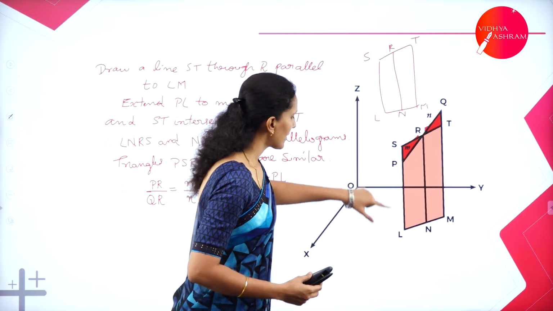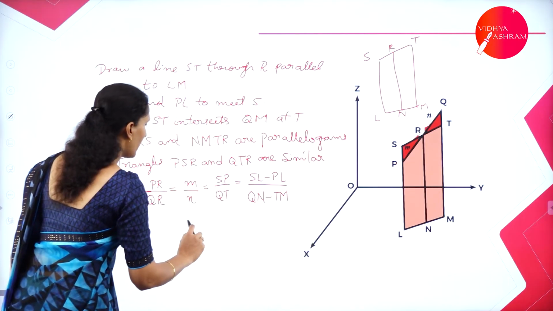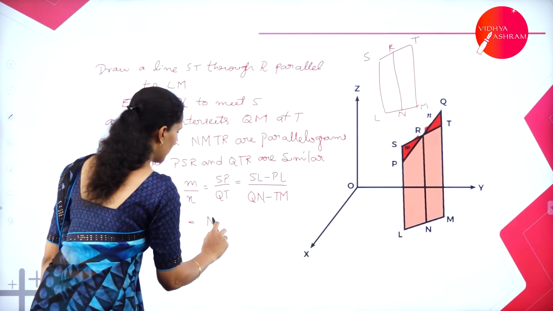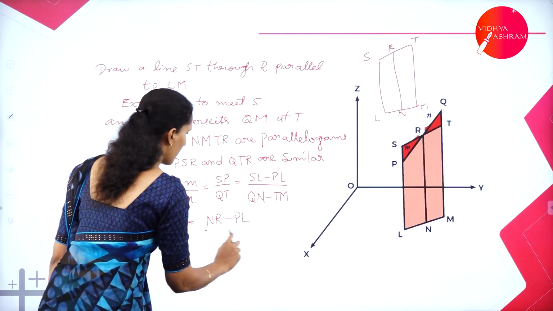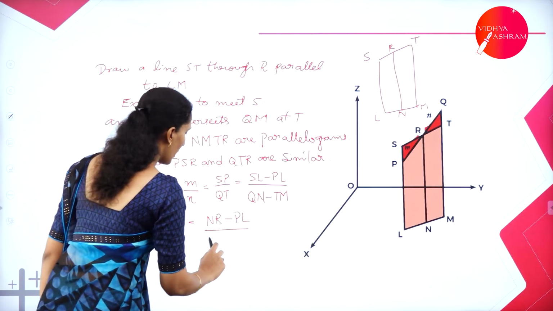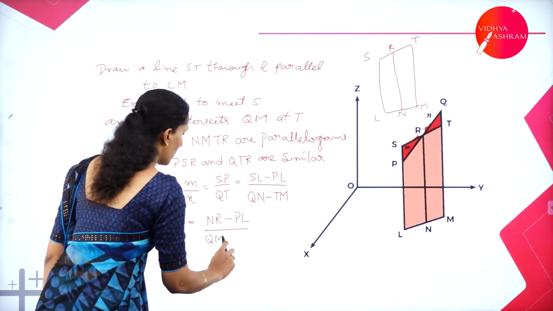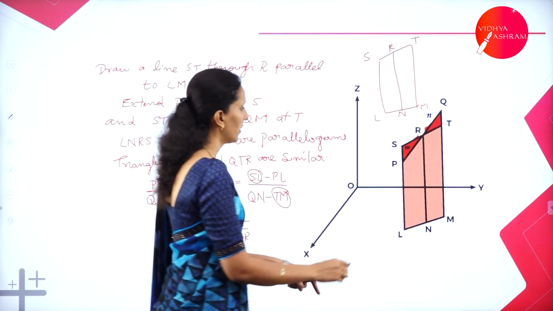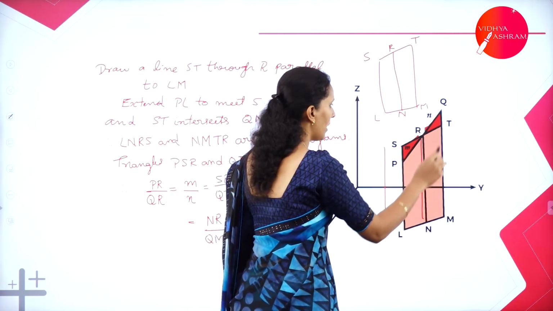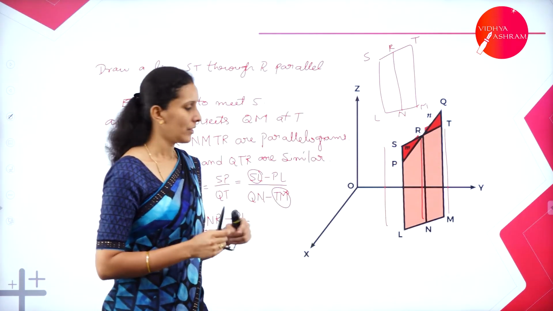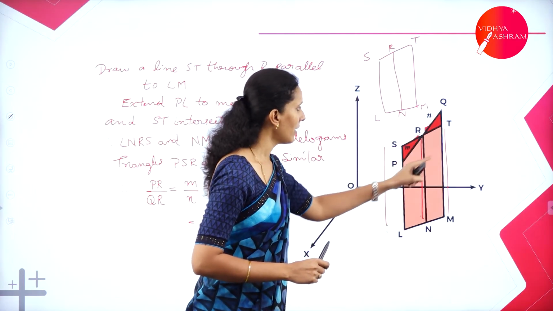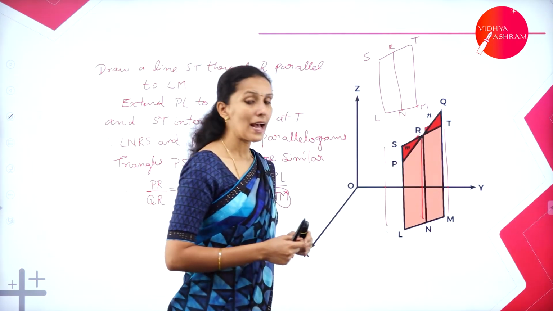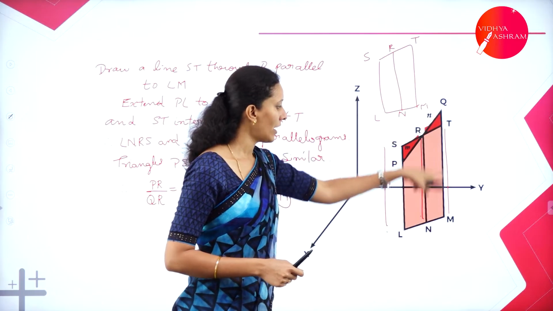Next, SL minus PL can also be written as, instead of SL, I'll take NR minus PL. And you can write QM minus NR. Why? Because SL, TM and NR all have the same length. So therefore, instead of SL, I am writing NR, and instead of TM, I am writing NR, because I know the coordinates of this NR as Z2, this as Z1 and this as Z3.